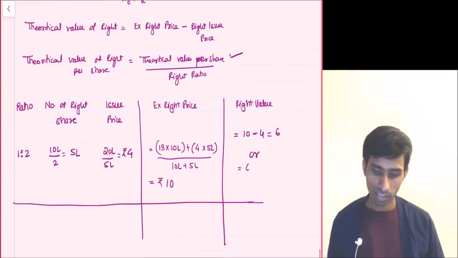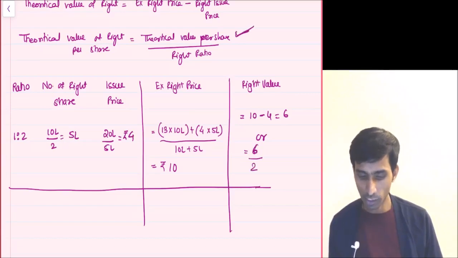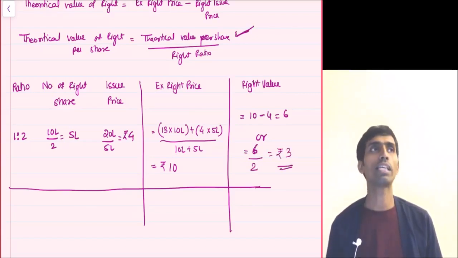Okay, done. Listen, now here 6 is my value of the right. What is the ratio? This is the second formula. Value of the right is 6, the ratio is 2, so the value of the right is 3. These are the two ways to calculate the value of the right.